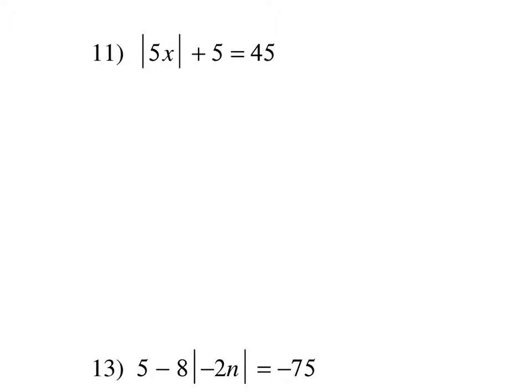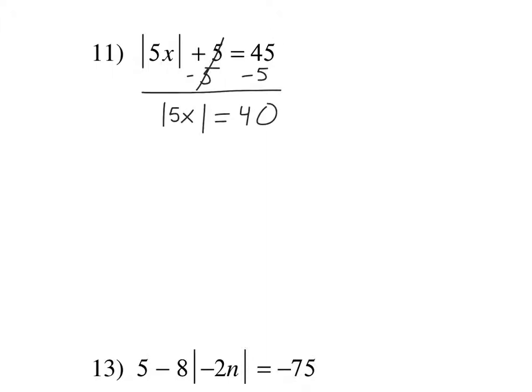So this time, the absolute value expression is not by itself. We have this plus 5 here. So when we're solving this type of problem, we need to get the absolute value portion of the expression by itself. And in order to do that, you would just use inverse operations. You would just subtract 5 on both sides. And you get the absolute value of 5x equals 40.